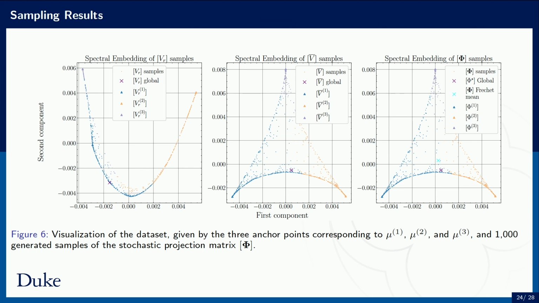And what you see here are the additional samples that belong to the convex set, although I want to emphasize that this is a projection. But basically, this is how it looks. And here you have the global basis, and in this case, the Fréchet mean. If you increase the number of samples, the Fréchet mean is going to get even closer to that.